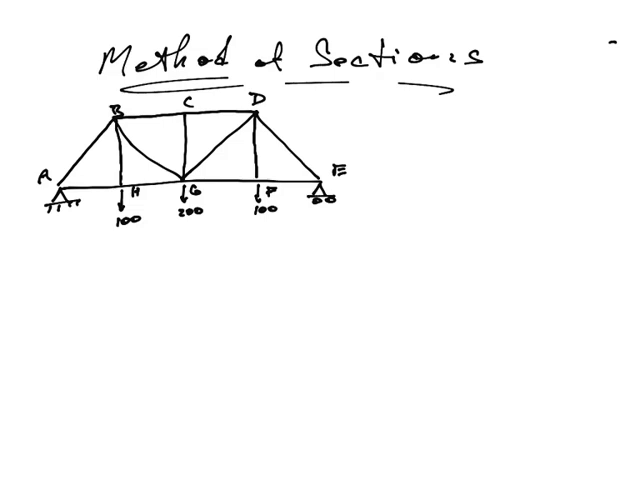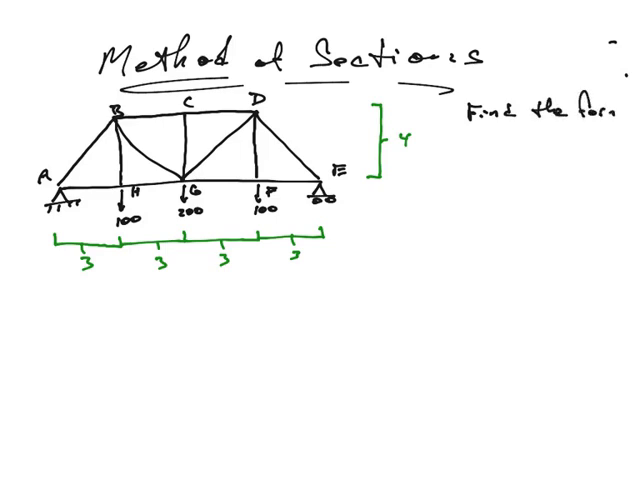And then let's give it some dimensions. Let's say each of these in the horizontal direction are 3 meters. And maybe the vertical dimension will be 4 meters, something like this. And let's say this time our question is asking us to find the force in members CD, DG, and FG.